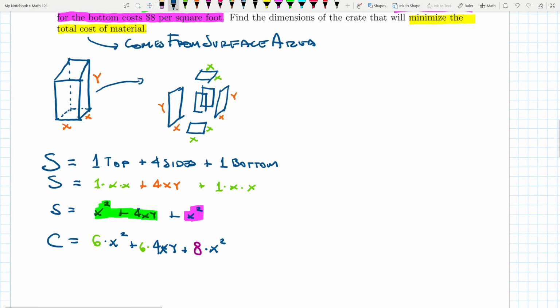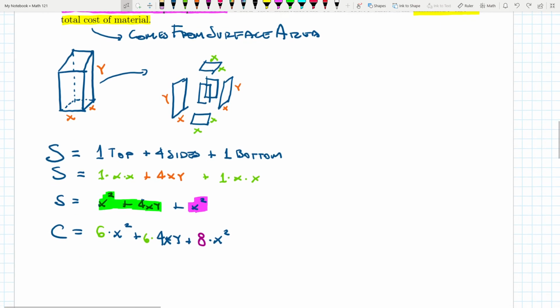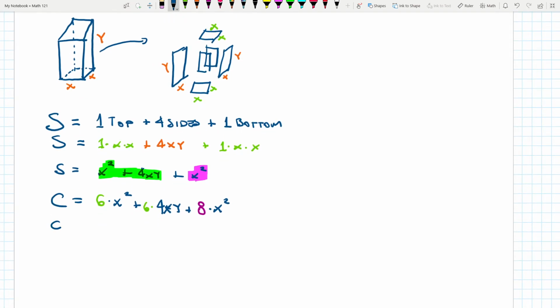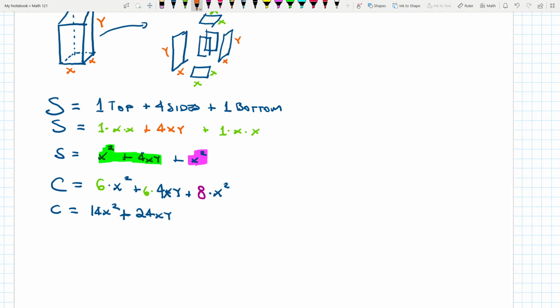Now we may combine these together into a single term. That's why we were not supposed to combine these two x squared terms in the beginning, because we need to make a distinction that one is from the bottom and one is from the top. So let's combine them. C equals 6x squared plus 8x squared, which is 14x squared, plus 6 times 4, which is 24xy. All right, so we have a function, we have the calculus part set up already.